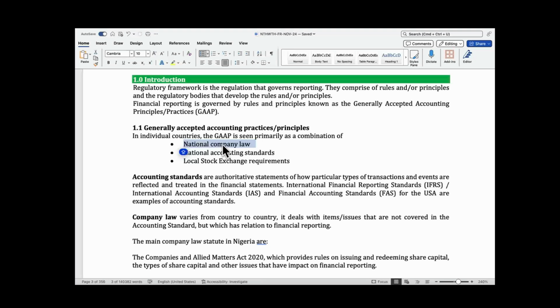You will see that for the company law and the accounting standard, you would have national in front of it, because it's telling you that it's distinct for every country. It's not a singular item for all countries. Every country has their own company law. Every country has their own accounting standard. Then every country has their own stock exchange requirements. That's why we have national, and local.